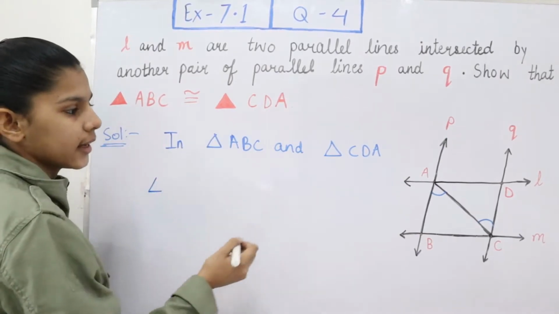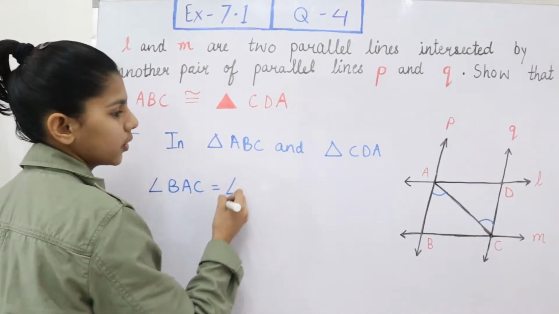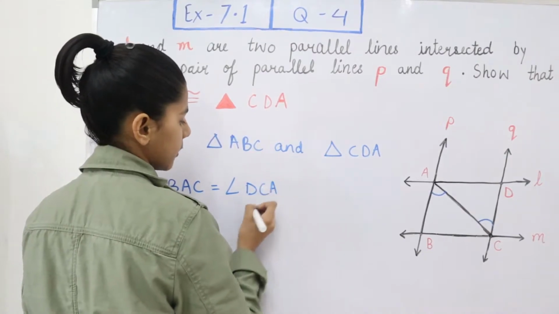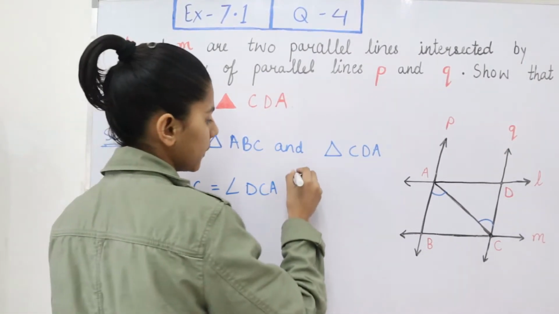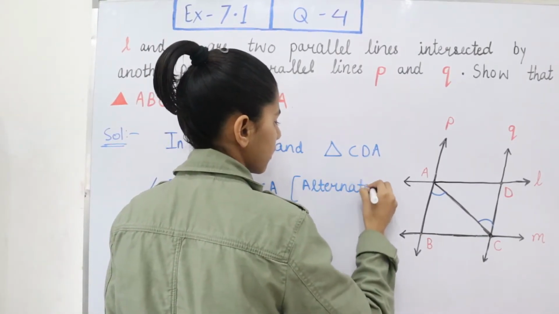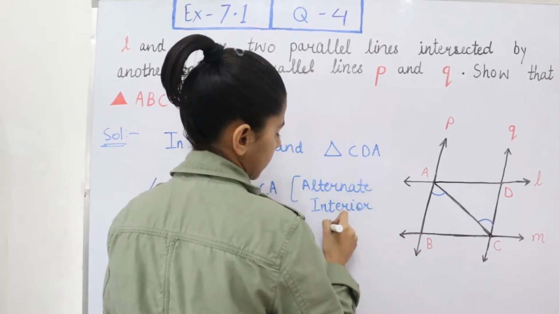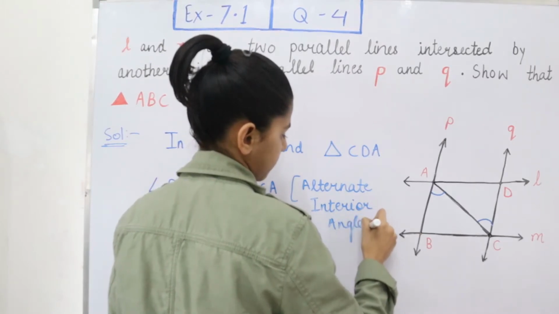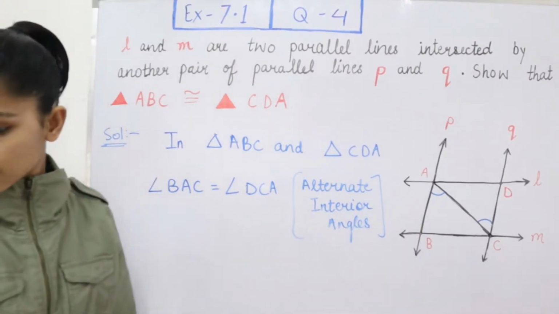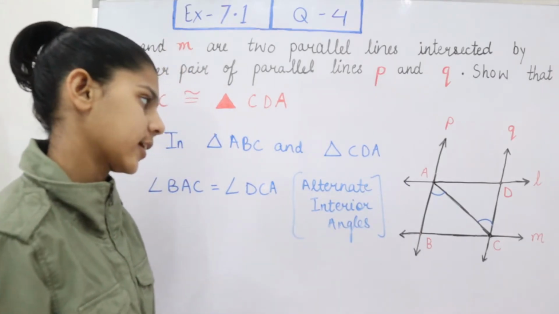So hence we can write angle BAC is equal to angle DCA. And what will be the reason? They are alternate interior angles. So the reason is they are alternate interior angles. So one property we have got, we need two more properties for proving both triangles congruent.